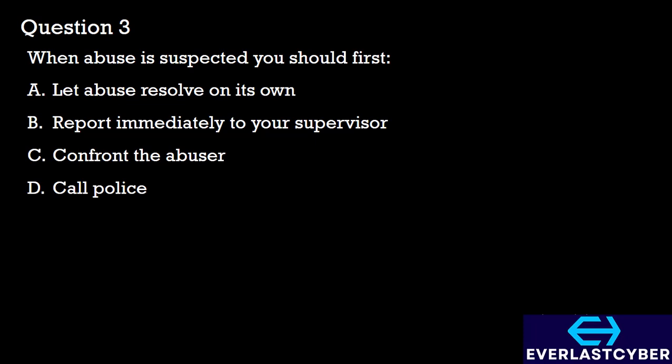Ignoring or allowing abuse to resolve on its own can escalate the situation and may even harm the victim, so it is important to address abuse quickly. In option B, when abuse is suspected, the first step as a PSW is to report it to your supervisor or the appropriate authority within your organization. This will ensure that the matter is handled according to company policies and that the proper investigations and procedures are followed. In option C, confronting the abuser directly could escalate the situation and potentially put you at risk. So it is more appropriate to follow the established procedures by reporting the issue to a supervisor.